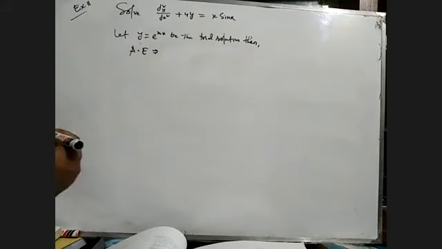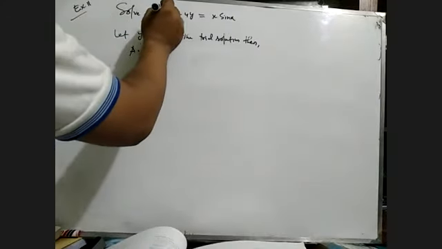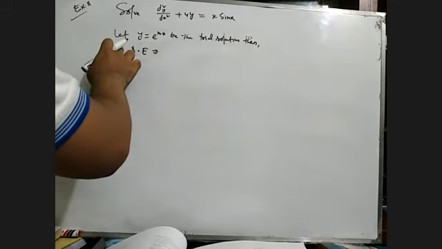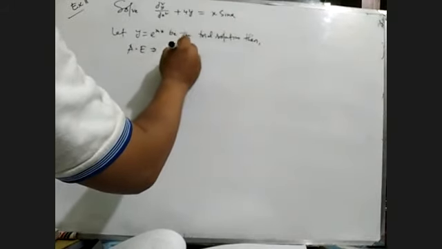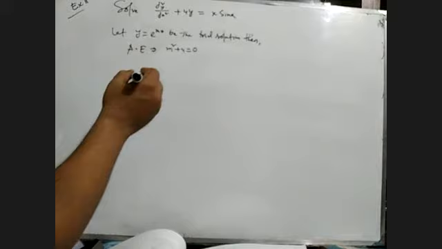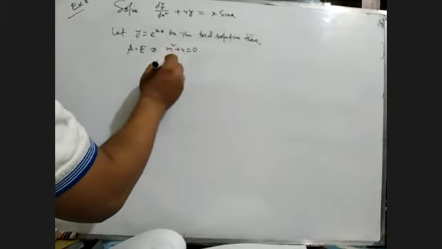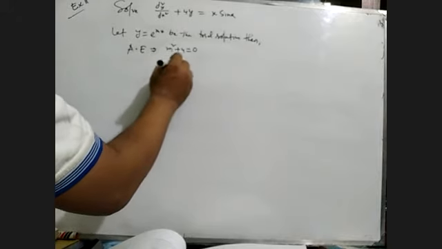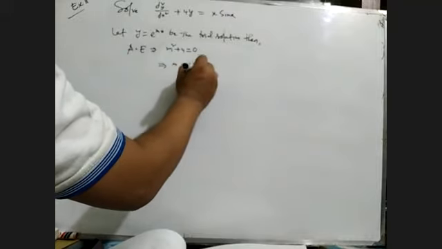Okay, now another example for multiplication of two functions on the right-hand side. Example 11: solve d squared y by dx squared plus 4y equals to x sin x. Now for finding the complementary function, let y equals to e to the power mx be the trial solution. Then the auxiliary equation will be m squared plus 4 equals to 0. So m equals to plus minus 2i.